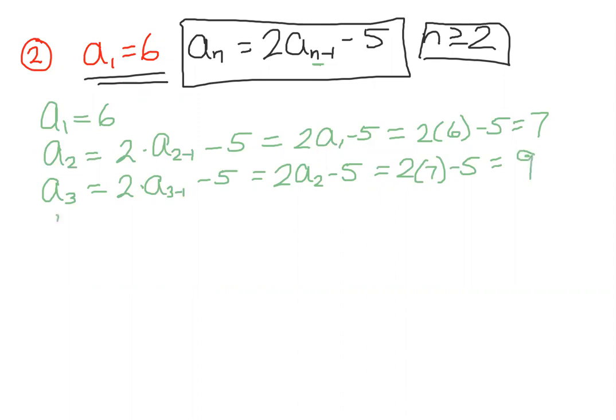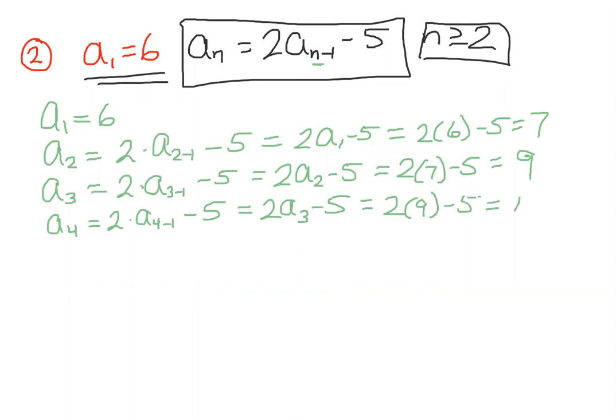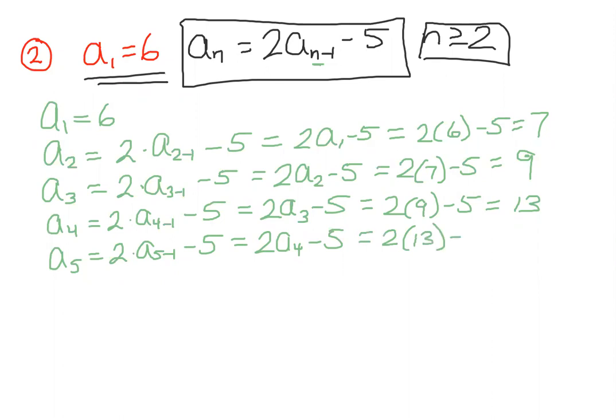And a4 is 2 times a4 minus 1, and 2 times a3, which is 2 times 9 minus 5, which is 13. And the last one, 2 times a5 minus 1, 2 times a4 minus 5 is 2 times 13 minus 5, which equals 21. So the first 5 terms of this sequence are 6, 7, 9, 13, and 21. Okay, let's look at number 3.